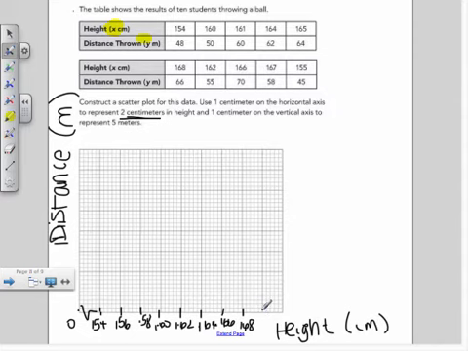And then this right here would be 170. And I think that's a good place for us to end for this one. All right, and then it says to use 1 centimeter on the vertical axis to represent 5 meters. And it looks like our lowest value is about 45. So I will put a break in my graph again right here.